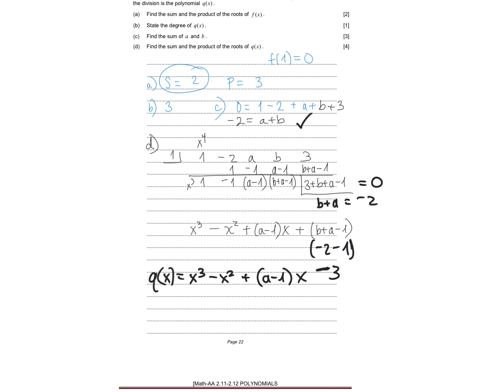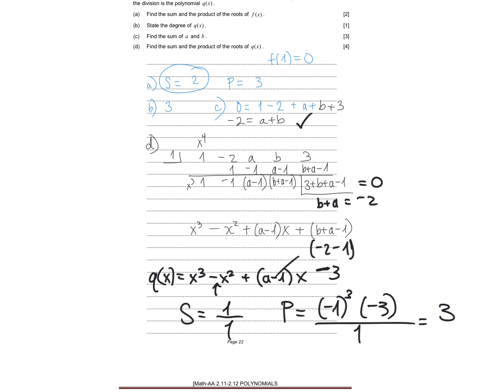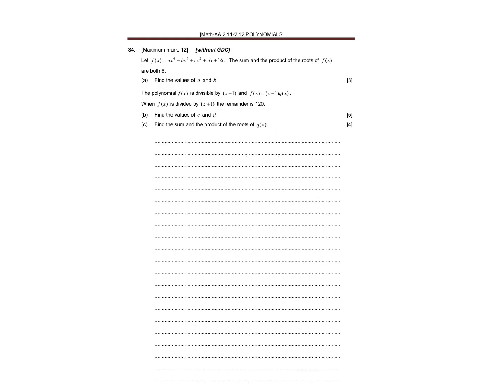So now we have the sum is going to equal negative the second coefficient, so negative negative 1 over 1. So 1, that's the sum. The product is going to be negative 1 cubed, so negative constant term, negative 3 over leading coefficient. So we're going to have positive 3 here. So you didn't even really need this thing. All right, this one, the sum and product of roots.